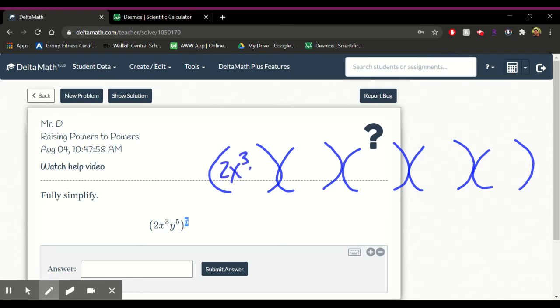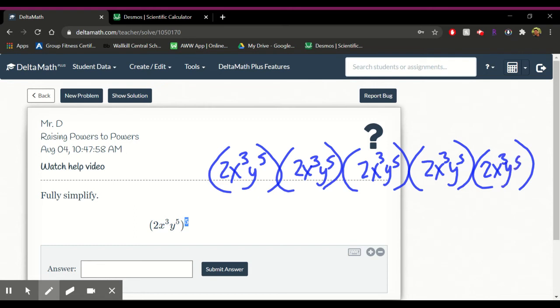2x to the 3rd, y to the 5th. 2x to the 3rd, y to the 5th. 2x to the 3rd, y to the 5th. 2x to the 3rd, y to the 5th. This is annoying, but we'll get through it.